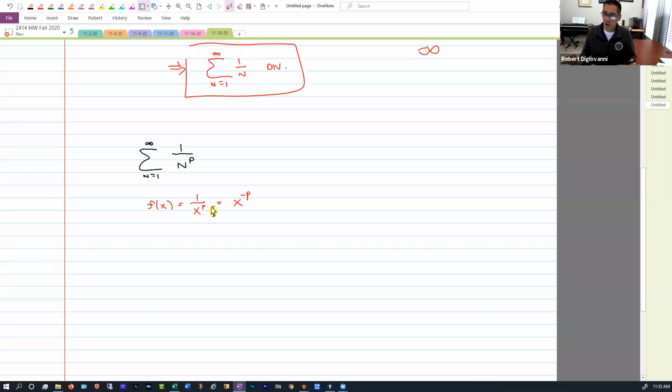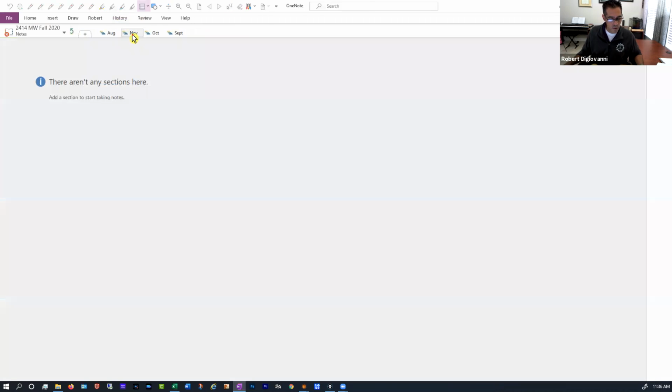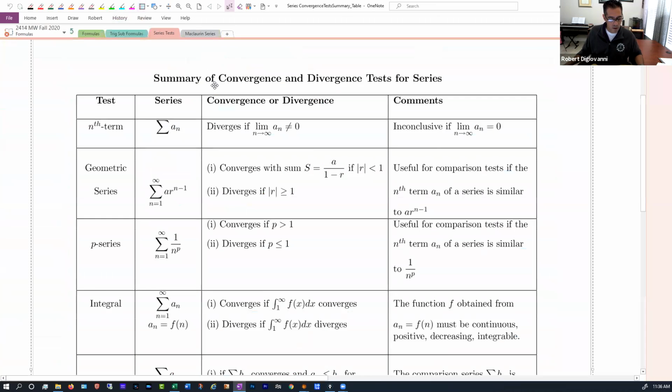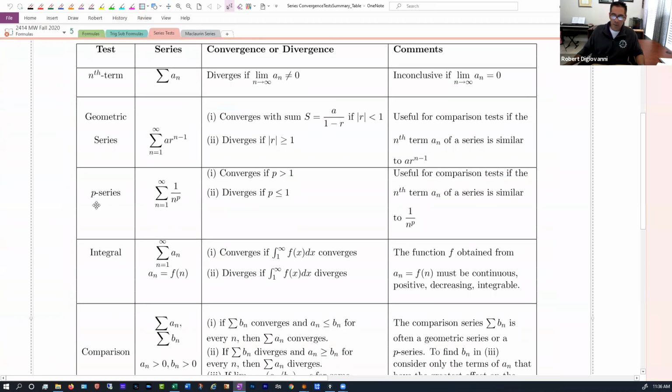Now, I'm not going to go through all the work because it will take too much time. But we get a very nice conclusion, and that is on your formula sheets. It's right here, it's called a p-series. And p-series are awesome because you don't have to do anything. All you have to do is look at them.